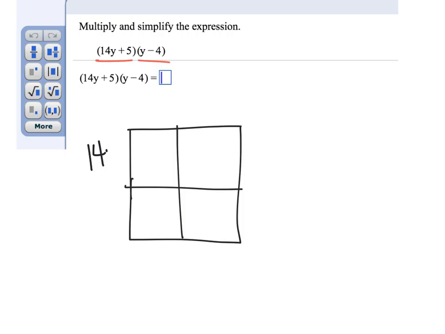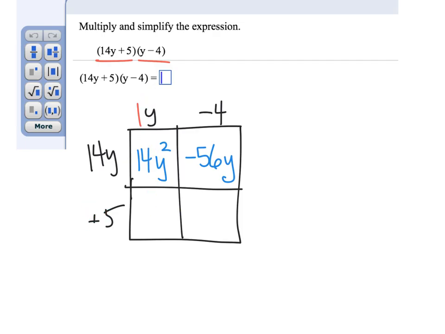So this is 14y plus 5. This is y minus 4. And don't forget, when the y doesn't have a number, it's a 1. All right, so now 14y times 1y, that gives us 14y squared. Then you have 14y times negative 4. So 14 times negative 4, what the heck is that? That's negative 56y.